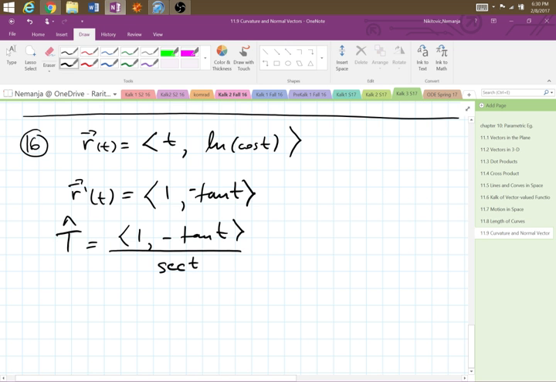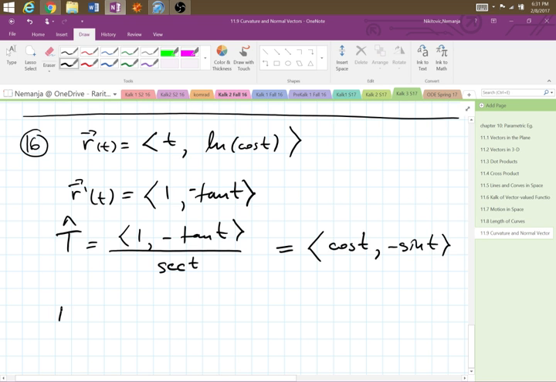Divided by the secant, right? Because it's the square root of secant squared, from the identity. So the unit tangent vector is 1 over secant, which is the cosine. And this is the negative sine. It is a unit tangent vector because when you square both of them, you get the square root of 1, which is 1.